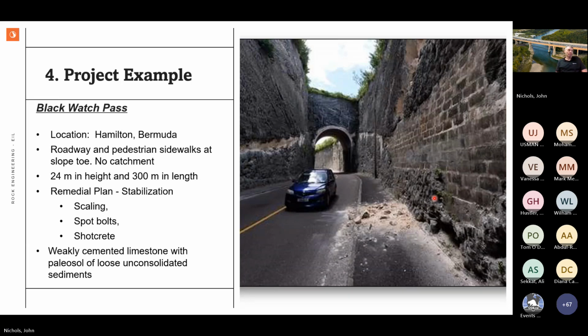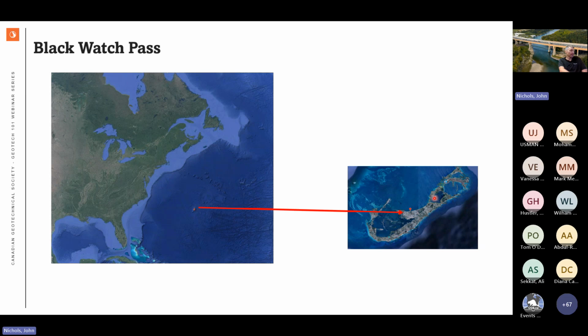But it's a very, very popular road connecting two busy areas, the beach and a very popular capital city. So this was a roadway with no sidewalks. It got up to 24 meters in height, and had no catchment. And the remedial plan that we did was scaling, spot bolting, and shotcrete. So this is where it's located, just right out in the middle of nowhere. And this dot, you can see, is where the actual site was. And this is really the capital city, densely populated here. So it's a very popular route between those places.